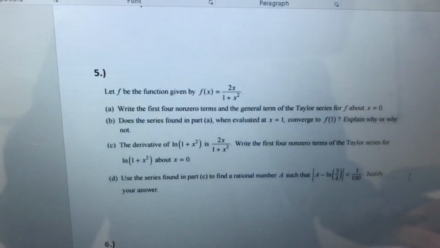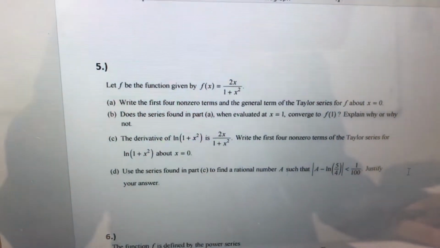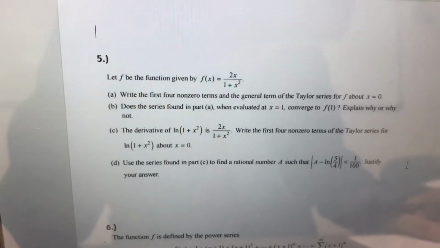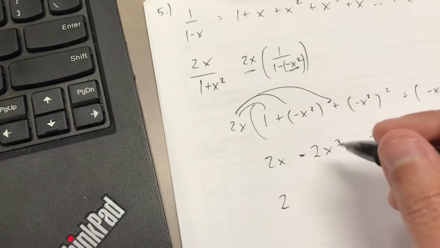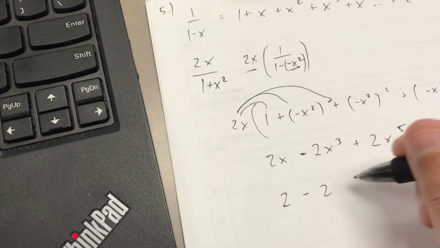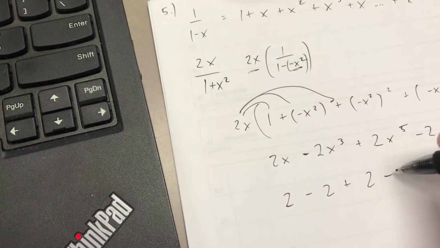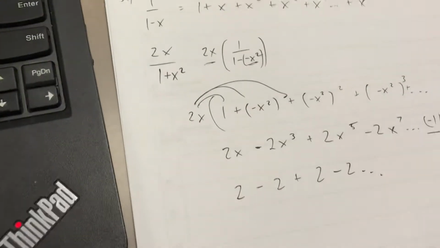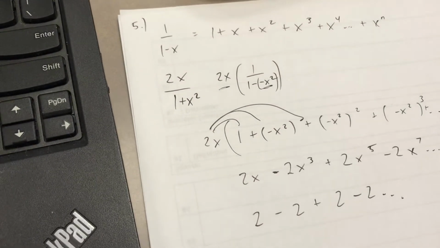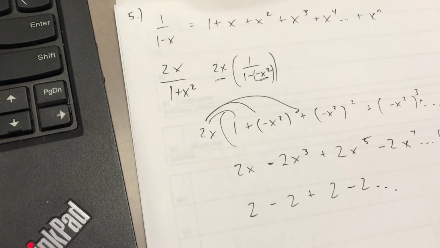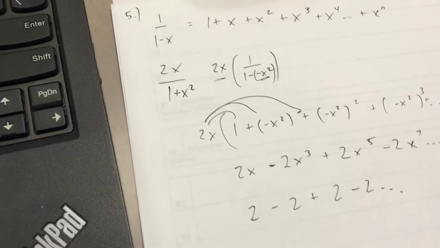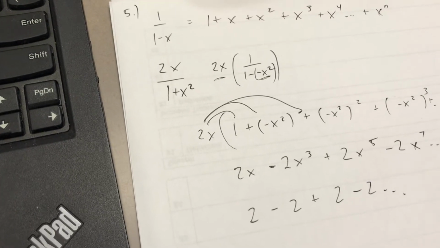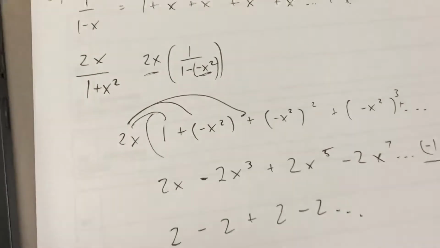Now, part 2 asks us if we evaluate the series at 1, does it converge to f of 1? Is this a convergent series? So if you substitute 1 in here, you're going to get 2 minus 2 plus 2 minus 2, and so on. And actually, I think it's a geometric series, and you could check it doesn't meet the geometric series requirement. Anyway, when you work this one out, it looks like we actually get an alternating series here, or an oscillating series, I guess is actually the term.